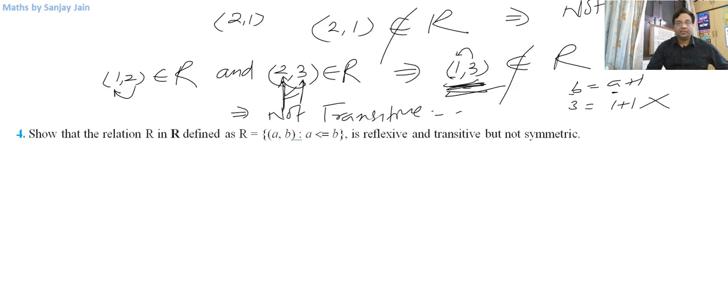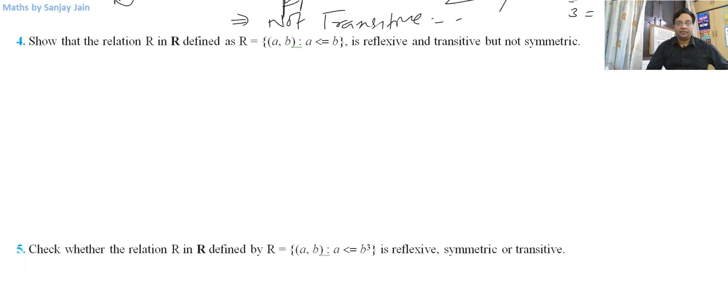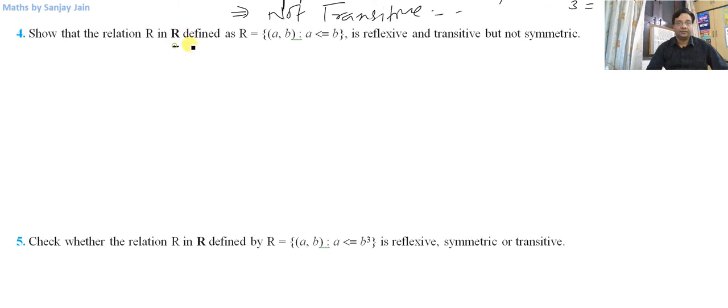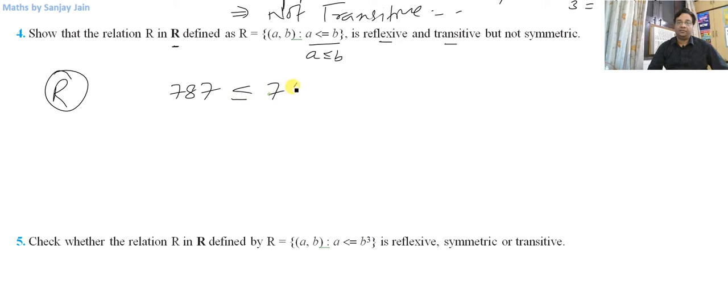Show that the relation R in R, defined on the real numbers as A less than or equal to B, is reflexive and transitive but not symmetric. So the answers are already given. For reflexivity, let me take any real number, say 787. Is it less than or equal to itself? Yes.